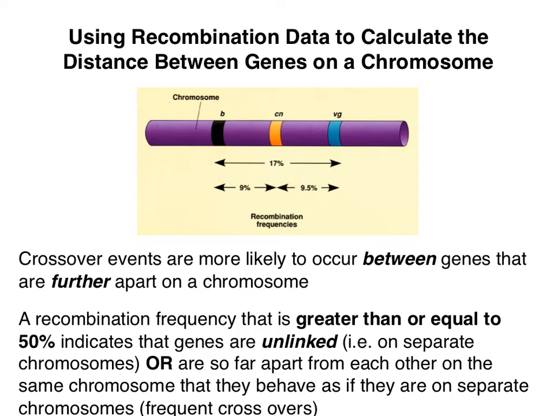I also want to point out that if by chance the recombination frequency is greater than 50%, what that means is even though two genes are located on the same chromosome, the likelihood of a crossover occurring between those two loci is so high that those two genes are behaving as if they are on separate chromosomes. So even though those two loci are linked to each other, they're behaving as if they're not with such a high recombination frequency. In fact, they're going to behave as if they're on separate chromosomes and are assorting independently from one another.